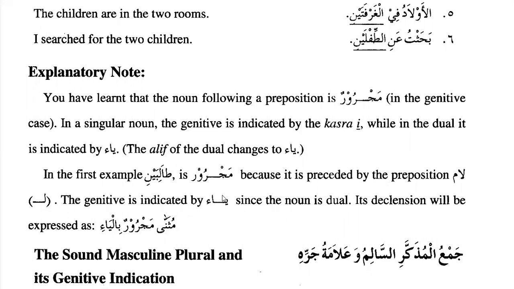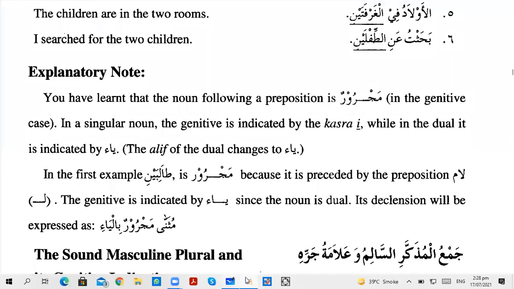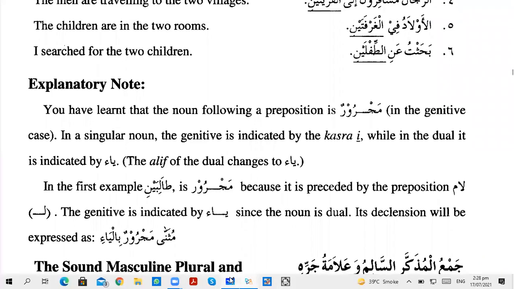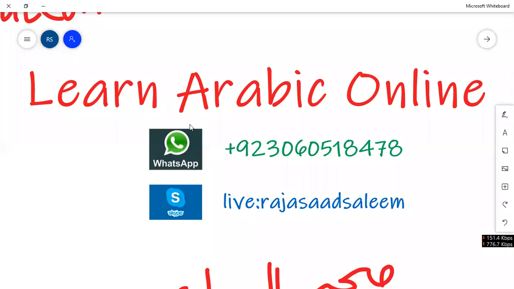You have learned that the noun following a preposition is majroor in the genitive case. In a singular noun, the genitive is indicated by the kasra, while in the dual, it is indicated by ya. The alif of the dual changes to ya. In the first example, talibaini is majroor because it is preceded by the preposition lam. The genitive is indicated by ya. Since the noun is dual, its declension will be expressed as musanna majroorun bil ya.